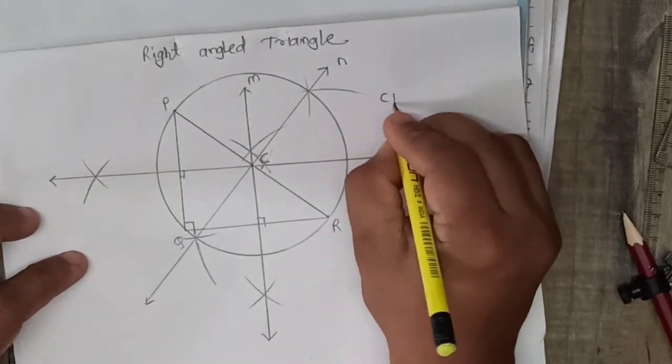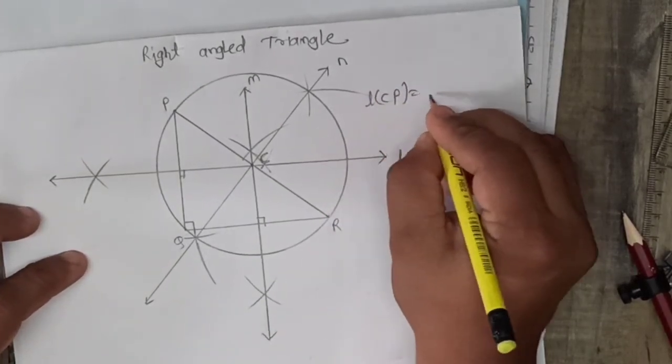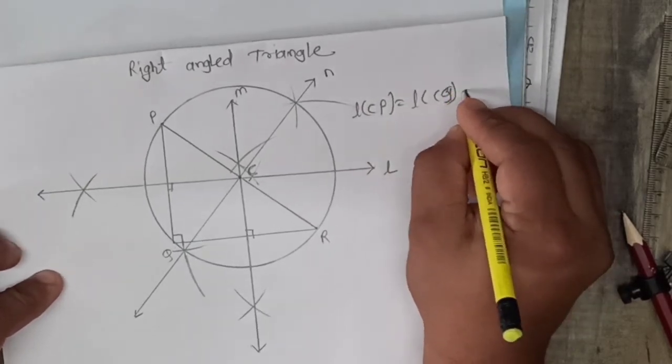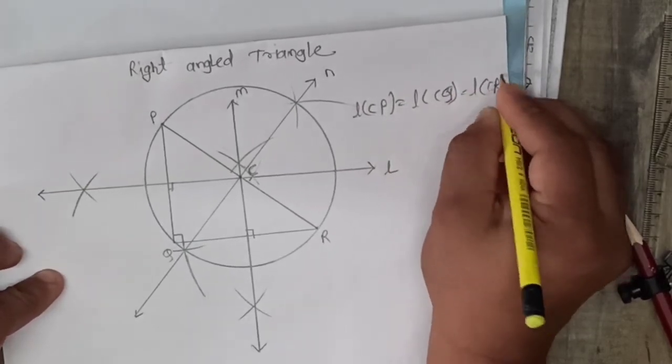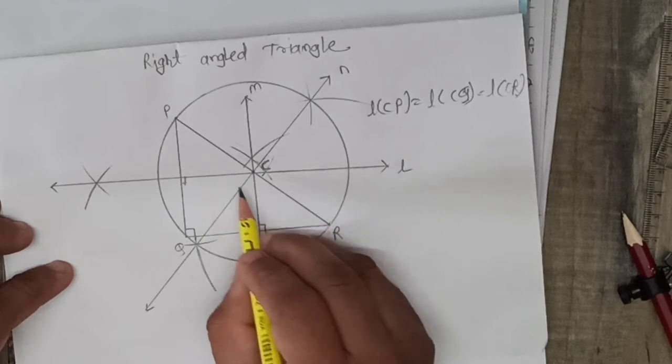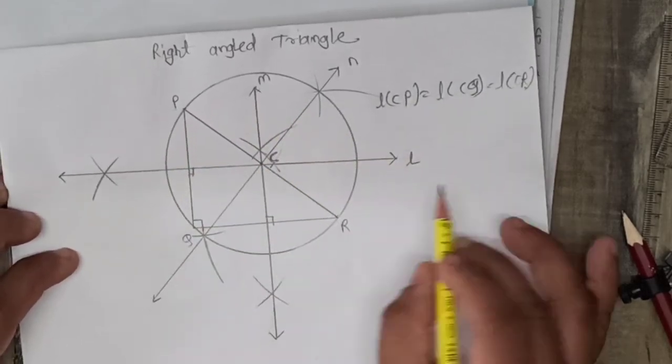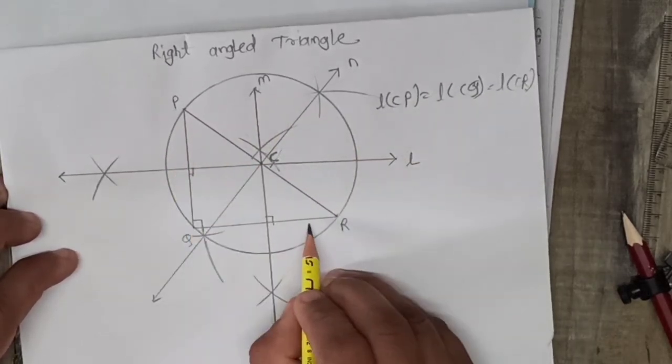That means length CP is equal to length CQ is equal to length CR, and taking the radius CP, CQ or CR, we can draw the outer circle of this right angle triangle.